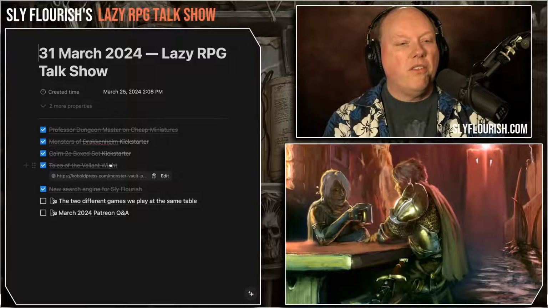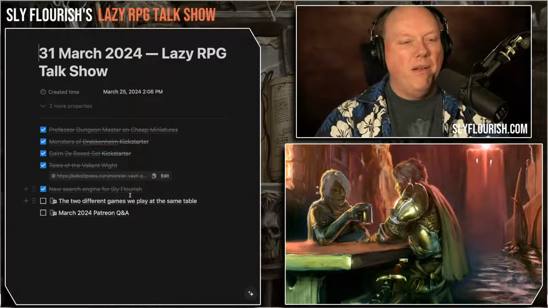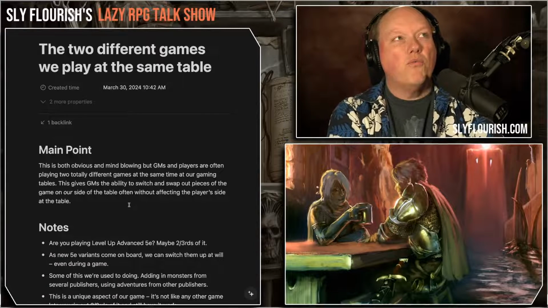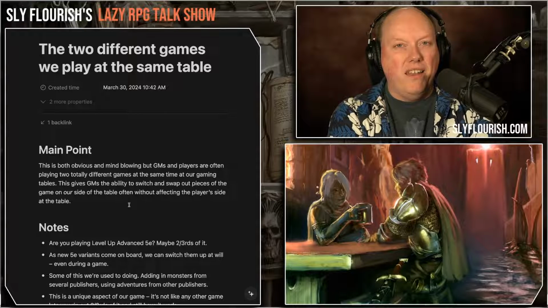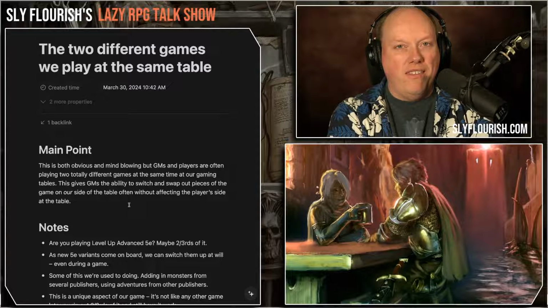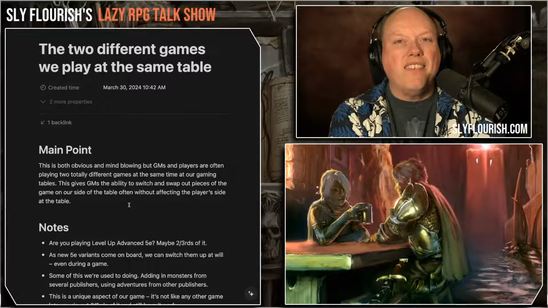So today we're going to talk about the two different games we play at the table. What does that even mean? What am I talking about? This is one of those things that is both really obvious, but also really interesting when we look at it in this particular way. When we GMs sit down at the table and we're running our fantasy RPG and our players are sitting down at the table and they are playing in our fantasy RPG, we like to think we're playing the same game. But we're really not playing the same game.